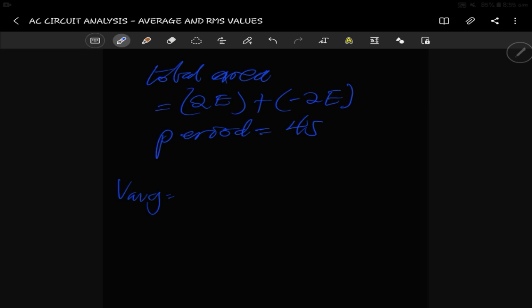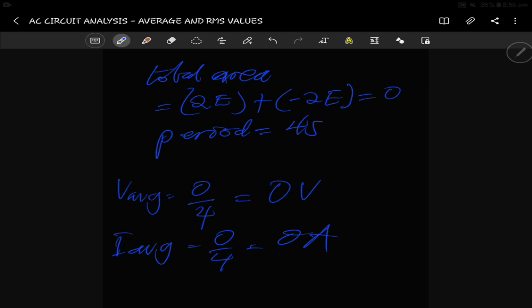So that will end up being 0, whatever it is, whether voltage or current. So if you want to find the average, we have the 0 over the 4, right? Because it's voltage, that will end up being 0 volts. If it were current, the same thing, only the unit changes: 0 over 4 gives us 0 amperes, right? So that's how we find the average values, whether voltage or current.